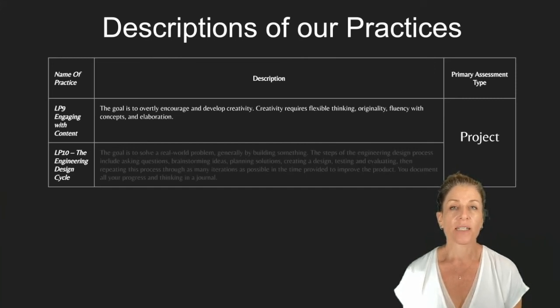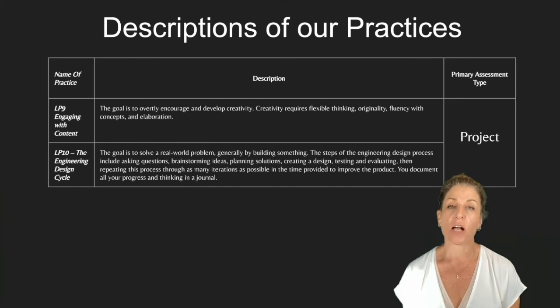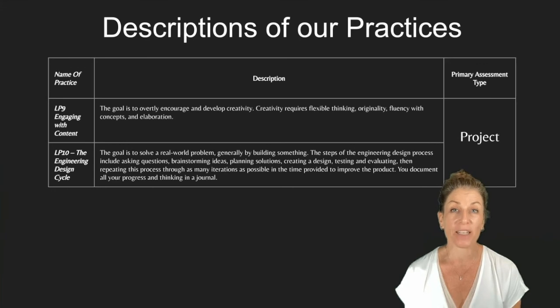The engineering design cycle's goal is to solve a real-world problem, generally by building something. The steps of the engineering design process include asking questions, brainstorming ideas, planning solutions, creating a design, testing and evaluating, then repeating this process through as many iterations as possible in the time provided to improve the product. You document all of your progress and thinking in a journal.